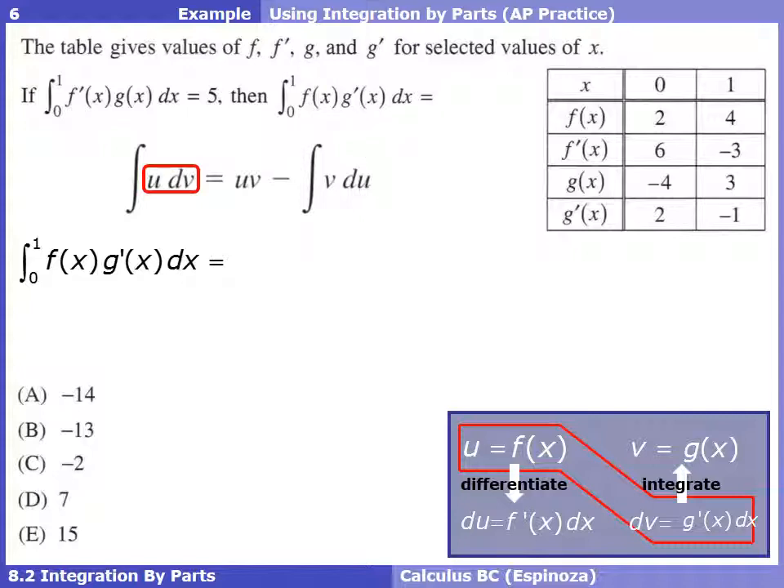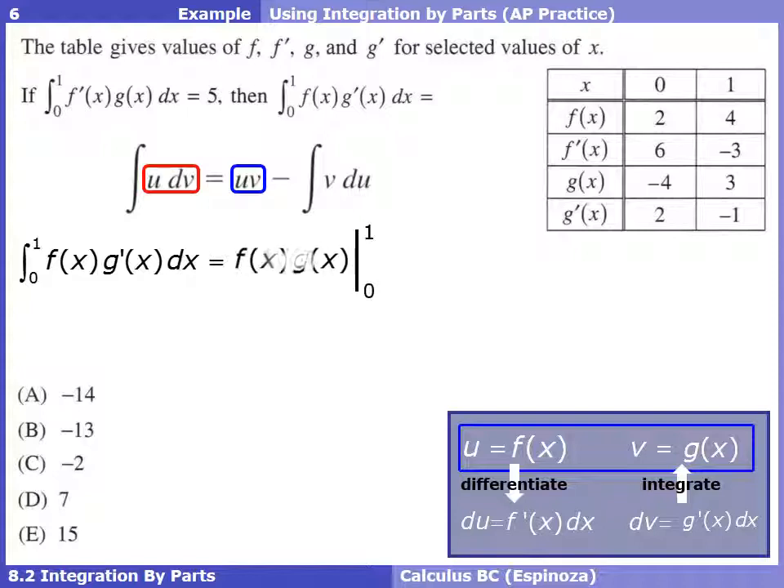The next thing we need to fill in is the u times v, which would be the top row of our cast of characters. Here that's just going to be f of x times g of x, but remember, we just took an antiderivative, we took an integral, so we need to put that bar so that we can apply the fundamental theorem of calculus. So it's going to be f of x times g of x, evaluated from 0 to 1.